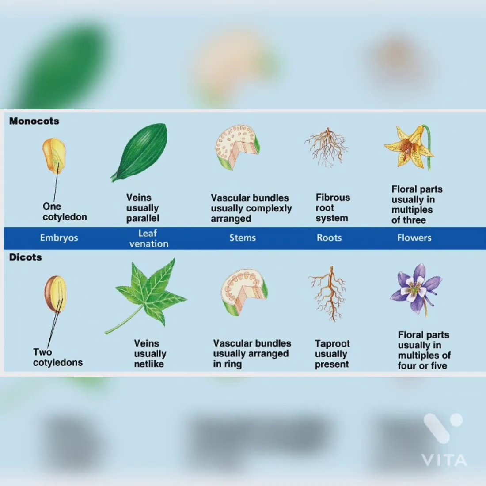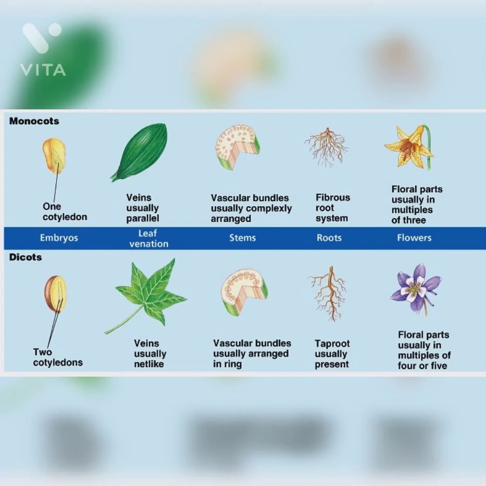So if we talk about the basis of the embryo or the cotyledons of a seed, monocots have only one cotyledon and dicots have two cotyledons. Di means two, cot means cotyledon. So dicots have two cotyledons. And if we discuss the leaf venation, in the case of monocots, the venation of a leaf is parallel, and in the case of dicots it is reticulate venation, that is net-like.